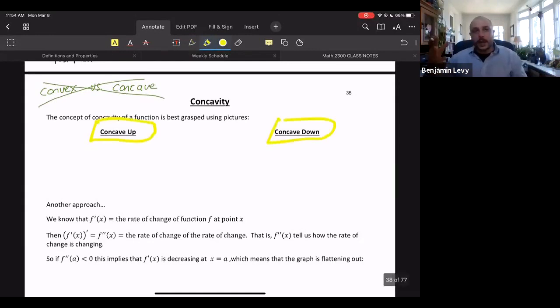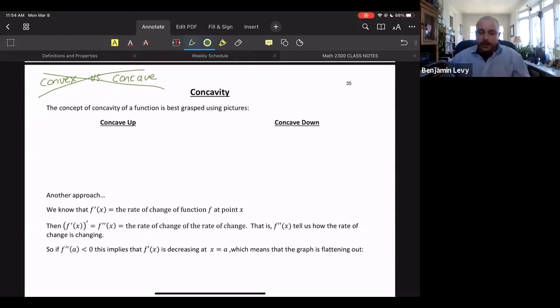So if you've heard concave or convex before, just know that I try to avoid that. And that's a pretty common thing, actually. People generally avoid that confusion by saying concave up and down. So anyway, concavity, I always think about a cave when I hear that word, and that's kind of an apt description when you're thinking about what it means.